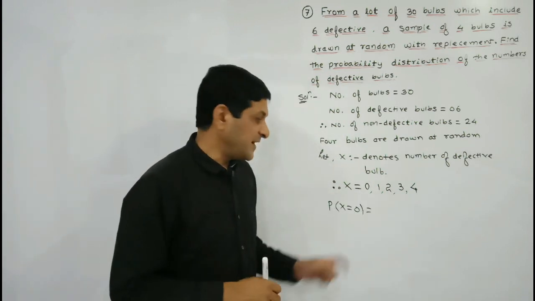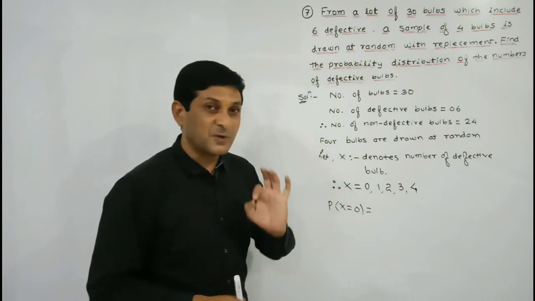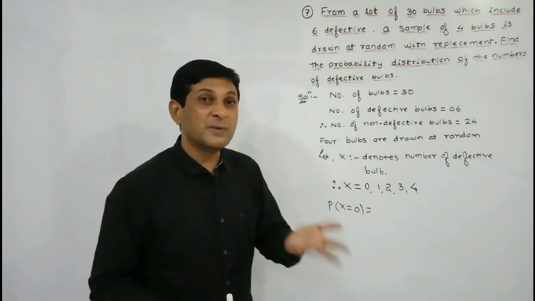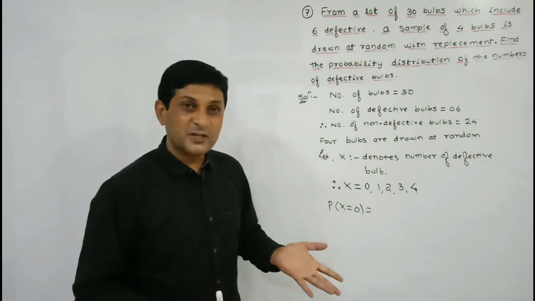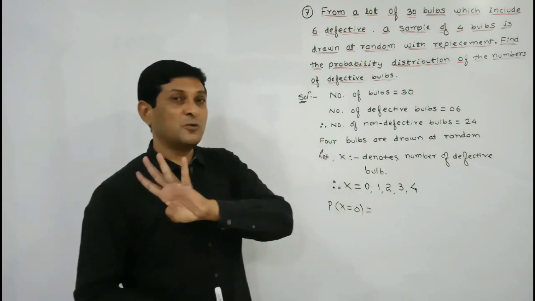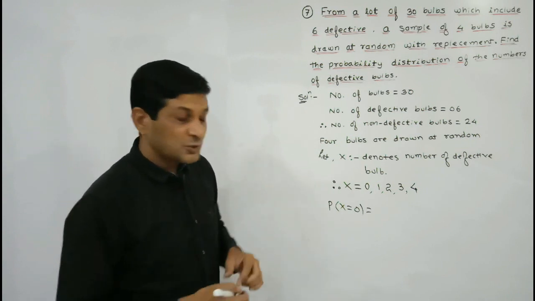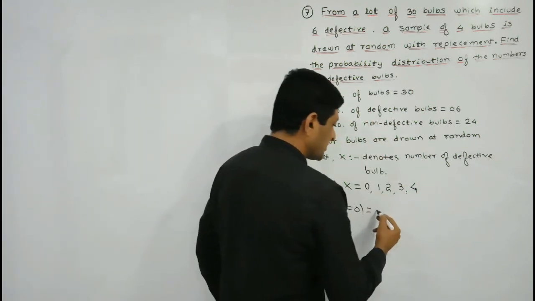Now first we are finding probability when x is equal to 0. x is equal to 0, x denote what? डिफेक्टिव बल्ब, यानी डिफेक्टिव बल्ब की वैल्यू 0 है, यानी चारों की चारों बल्ब जो ड्रॉन हुए हैं वो क्या होंगे? नॉन डिफेक्टिव होंगे.